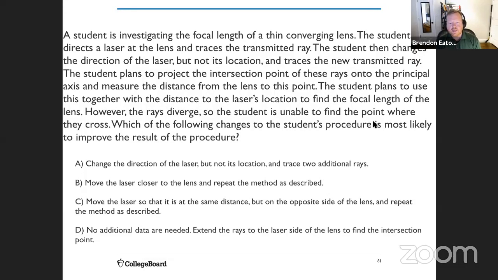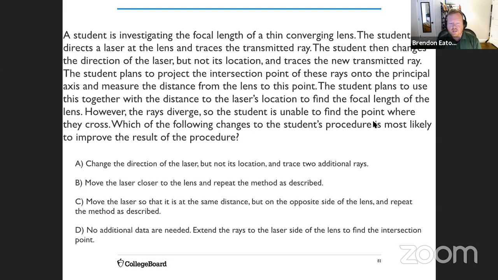Okay, which of the following changes to the student's procedure is most likely to improve the results of the procedure? You may recall previously we talked about lenses that diverge light. If the light is diverging, you can't figure out where the image is because the actual rays don't combine back up to form an image. We actually have to just trace them backwards.